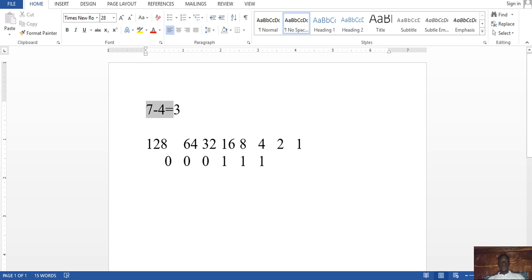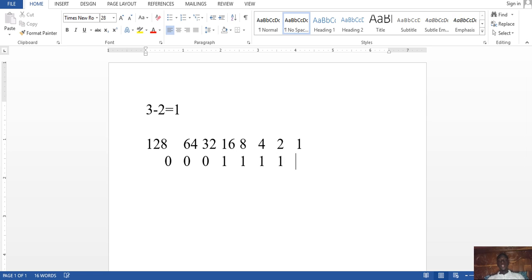Now 7 is out, and you're left with 3. Can 2 be subtracted from that? Yes, 2 can be subtracted from 3, and I'm left with 1. So now I have to subtract, and I just say yes, it can be. So I put a 1.